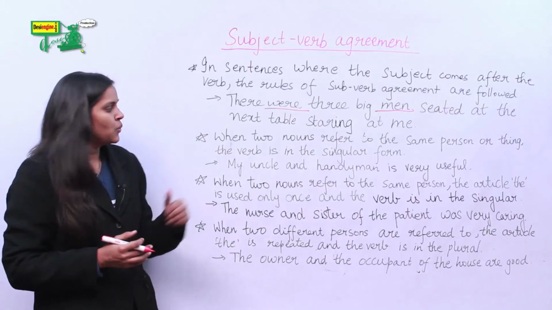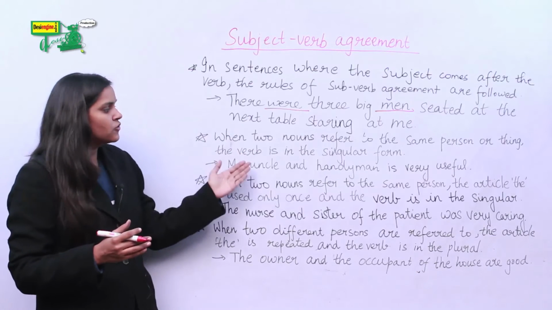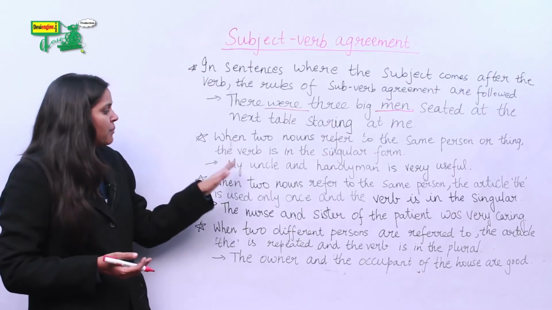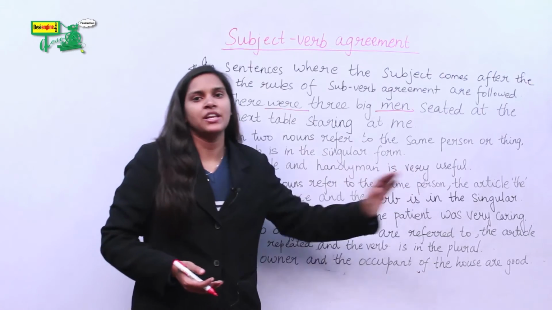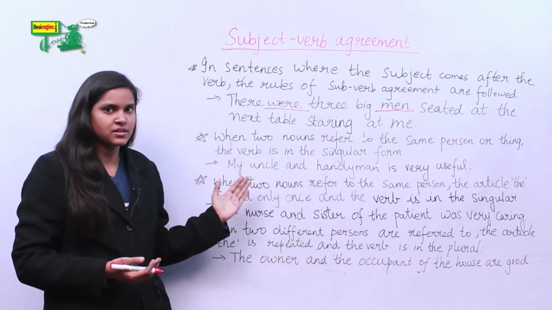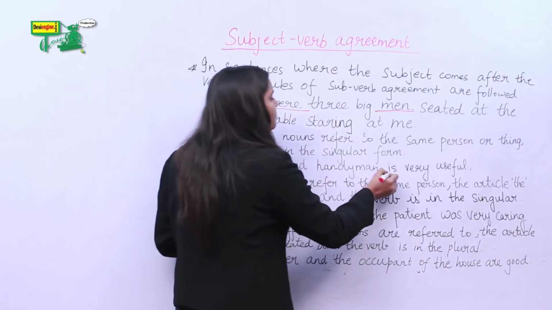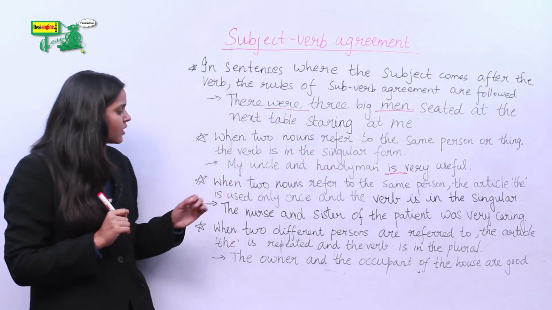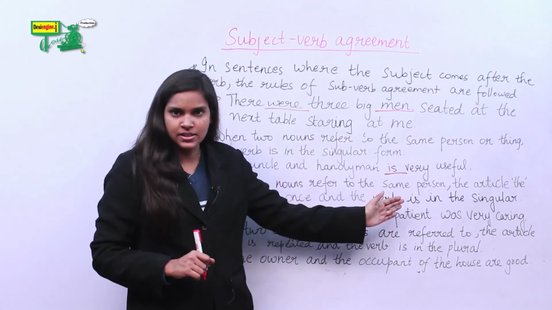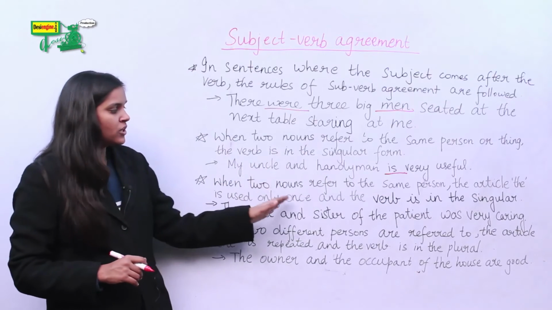Next rule is, when two nouns refer to the same person or thing, the verb is in the singular form. For example, in the sentence, my uncle and handyman is very useful. Here, uncle and handyman refer to the same person. Therefore, the verb that is used is in the singular form, is.